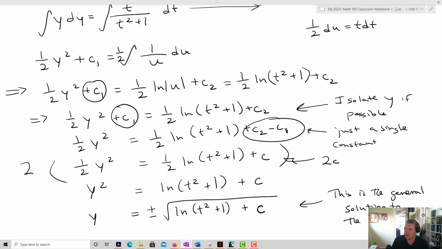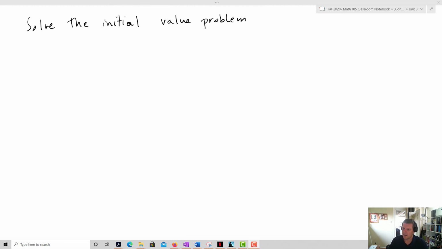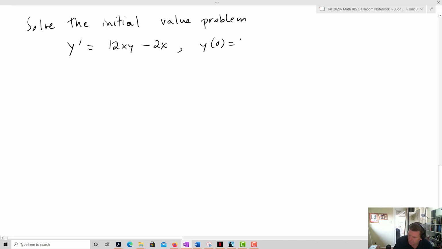All right, let's take a look at another example. Now let's solve this initial value problem. We've got y prime is equal to 12xy minus 2x, and we'll let y of 0 equal 15. So what I'm going to do first is rewrite this as dy dx for my y prime is equal to 12xy minus 2x. Now what I need to do next is separate. So now we separate.